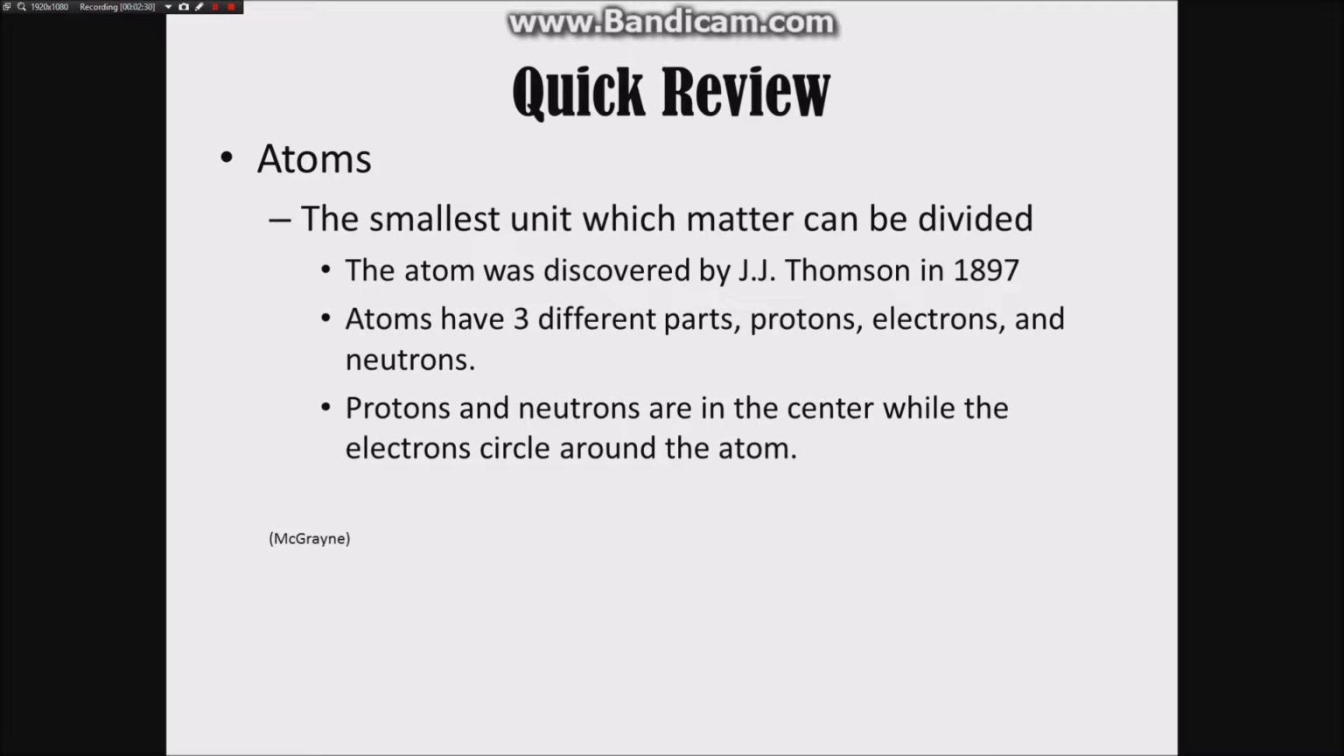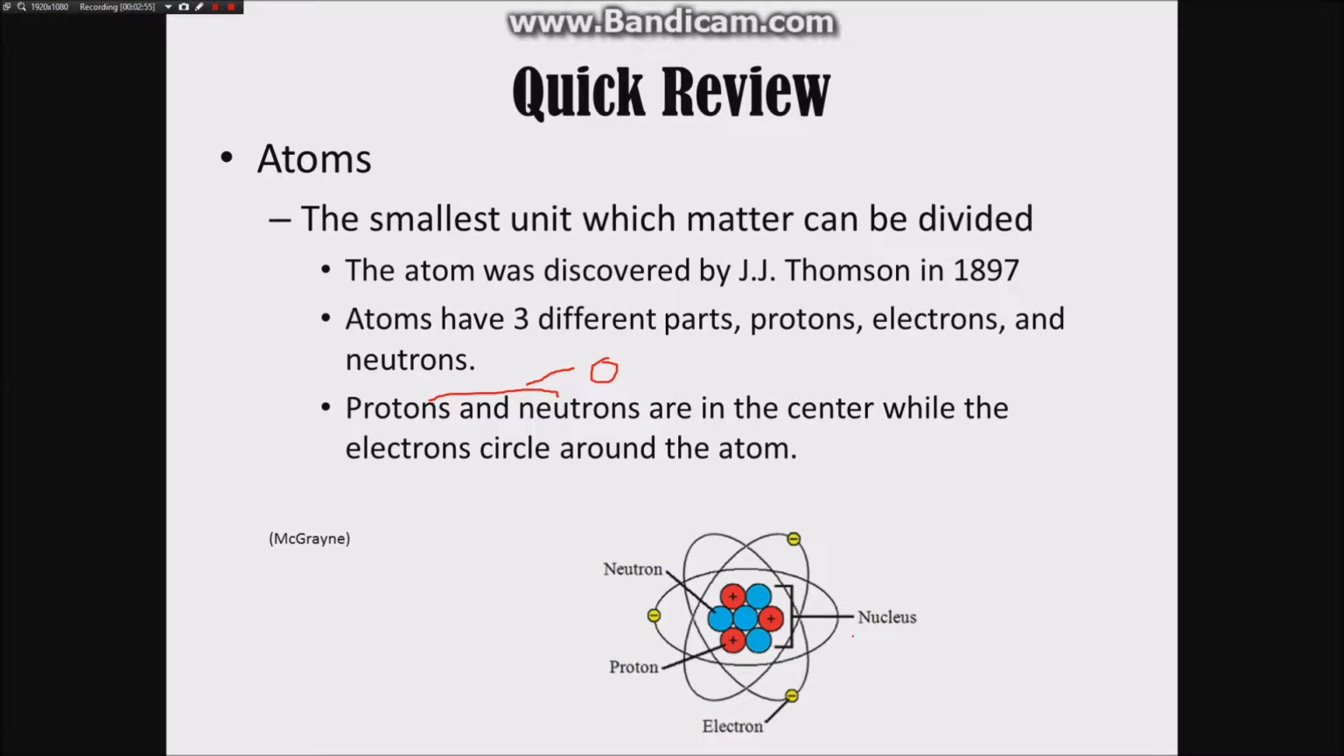Anyhow, let's see, this is our quick review, one of our first subjects right here. So we will be talking about what atoms are. They are the smallest unit which matter can be divided into. The atom was discovered by J.J. Thomson in 1897, and atoms have three different parts: the protons, electrons, and neutrons. Protons and neutrons are in the center, while the electrons circle around the atom. Protons and neutrons actually make the big center part. Pretty sure that's called the nucleus.